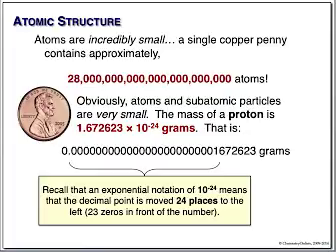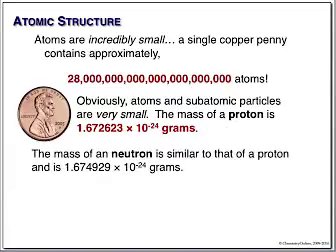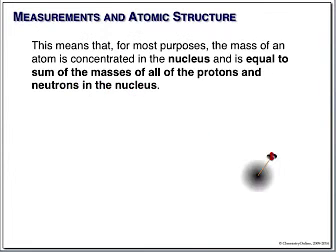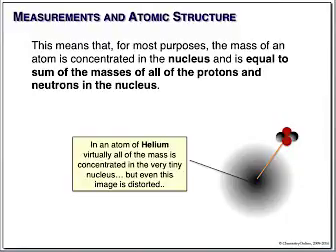When we do exponential notation, remember, we're moving the decimal place over, in this case to the right, 24 places, and that's where the exponent comes from. We'll do that later. The neutron is very similar, about the same thing, 1.67 times 10 to the minus 24, and the electron is much, much less. If you stop and think about it, that means that in a given atom, virtually all of the mass is in this little teeny tiny nucleus.